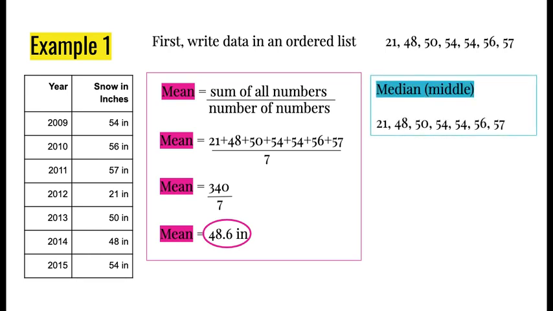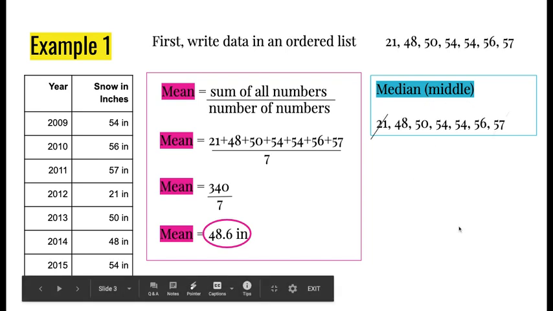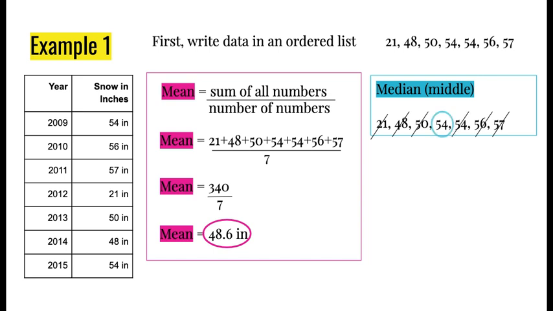Another way is the median. When I'm finding the median, it's really important that my numbers are in order from least to greatest, which I already did. And then I'm just going to find the number in the middle. The way that I do this is I just start counting from the outside in until I see the number that's in the middle. This 54 is my median. The median snowfall is 54 inches.